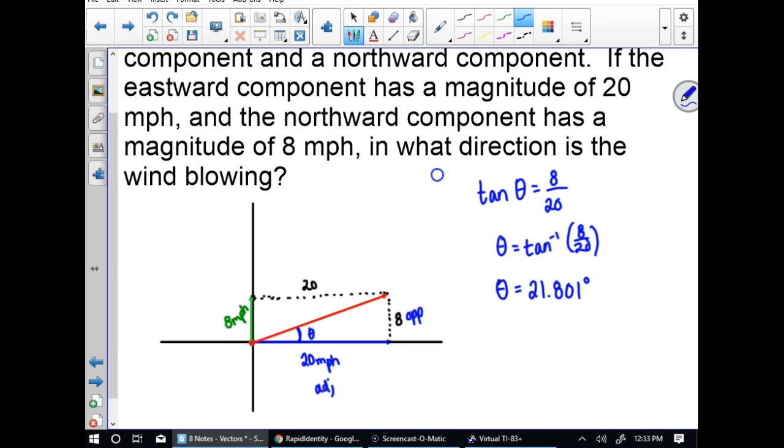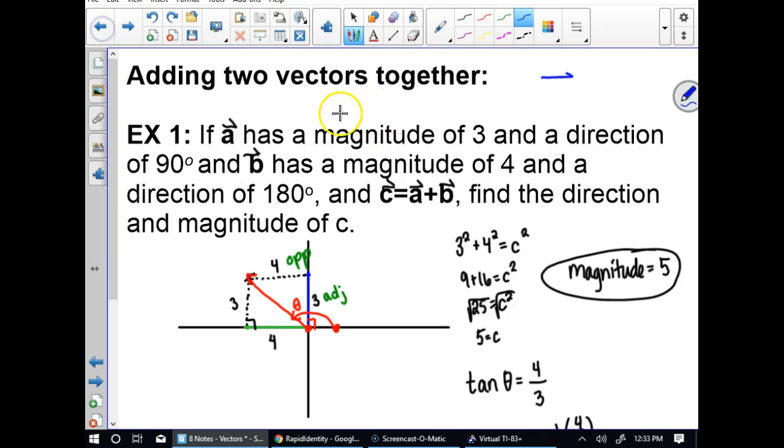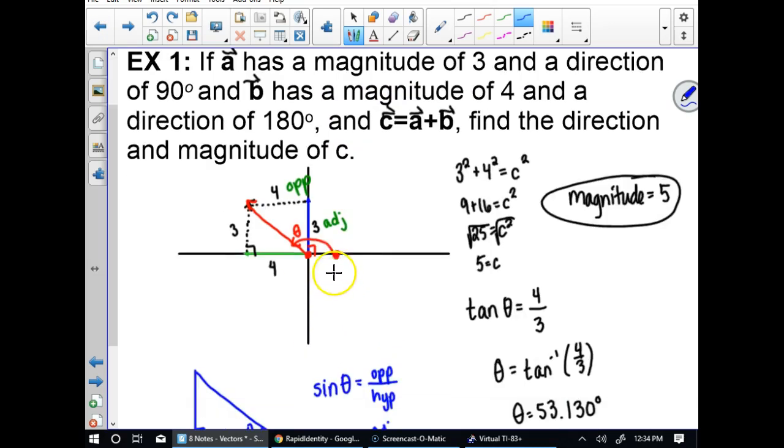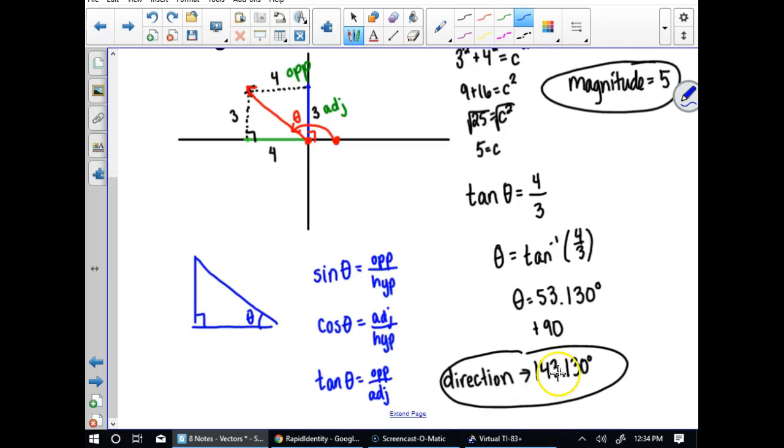Now here's the thing. If you get a question like this, and it has north, south, east, west in the problem, they're probably not going to give an answer where it's just that angle. Like in the last problem, if they just give you angles, 90 degrees and 180 degrees, the answer is just going to be the angle from the positive x-axis over to this point. So like here, 143.130 is your answer.